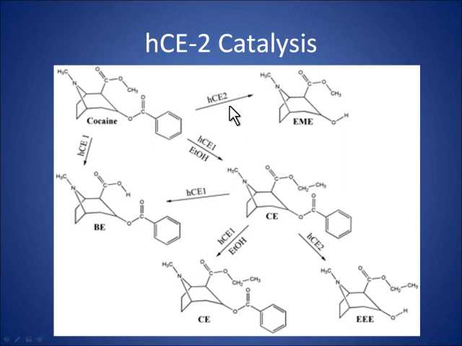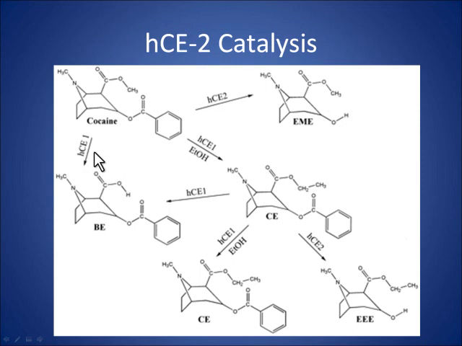Carboxyl esterase 2 cleaves an ester linkage yielding the ecgonine methyl ester, EME, and benzoic acid as products. As you can see, EME is a rather large alcohol leaving group, which is a characteristic for carboxyl esterase 2 catalysis.